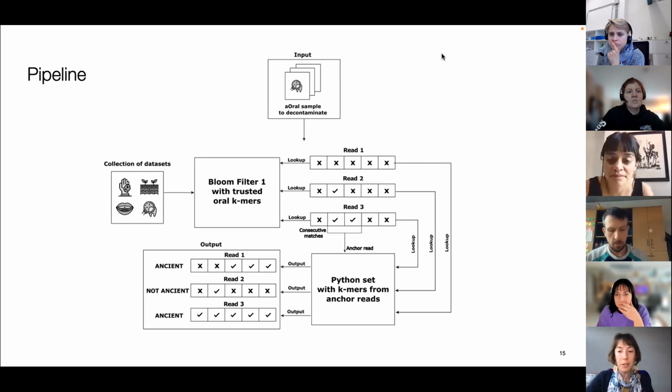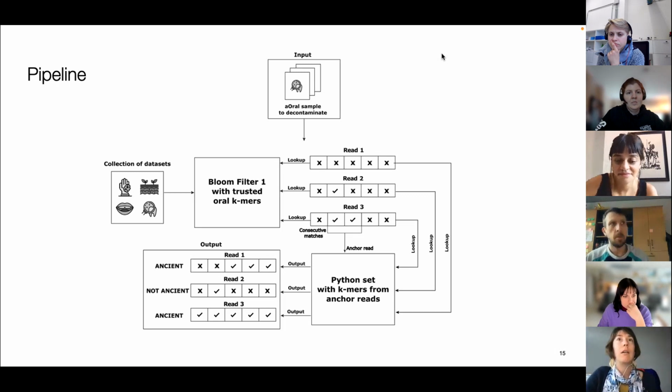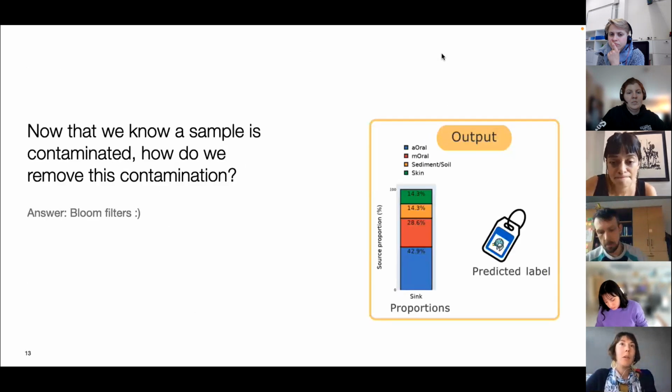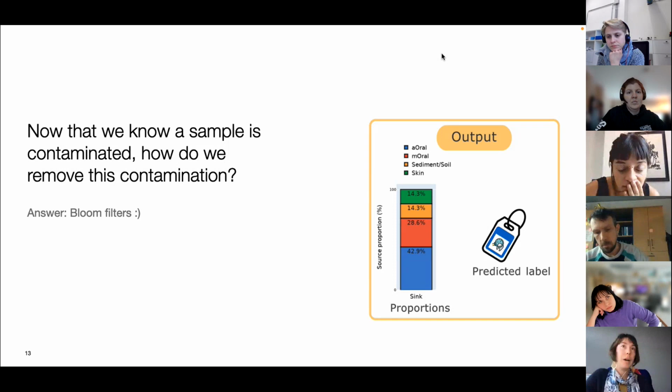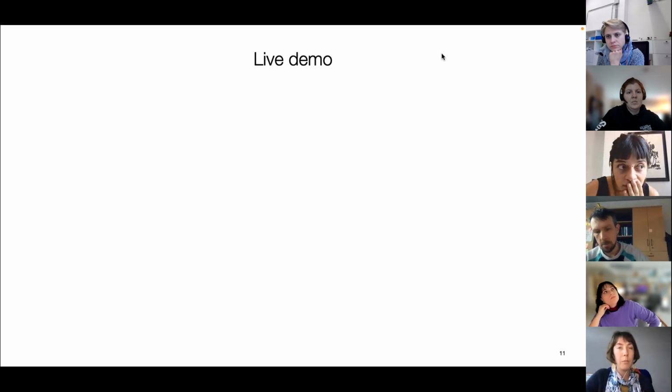I have another question then, if no one else does. So for the oral sources that you used from the supplemental table, I see that you have both calculus and teeth. And from one of the papers from Tina's group that's several years old now, they showed that the preservation of oral bacteria in teeth is hugely variable.